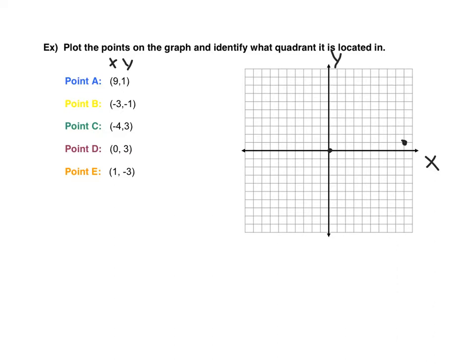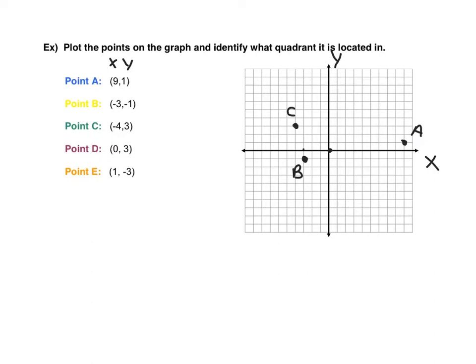So 1, 2, 3, 4, 5, 6, 7, 8, 9. Okay, make sure I did that right. Then this is A, so we'll label that as A. And then negative 3, so we're going to go over to 3, down to negative 1. Actually, let's not do that. Let's just put point B. So let me start that again. Do B. All right, now point C is negative 4. So left to 4 and then positive 3. So that would be there. And that's going to be point C.